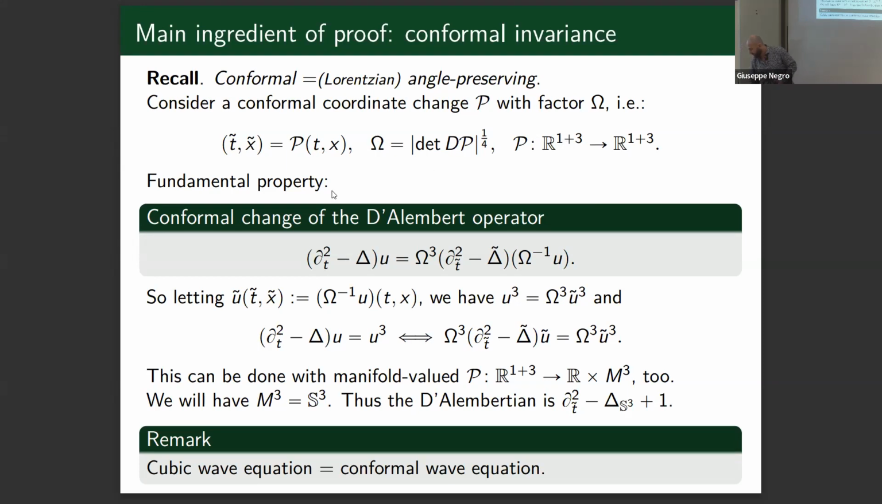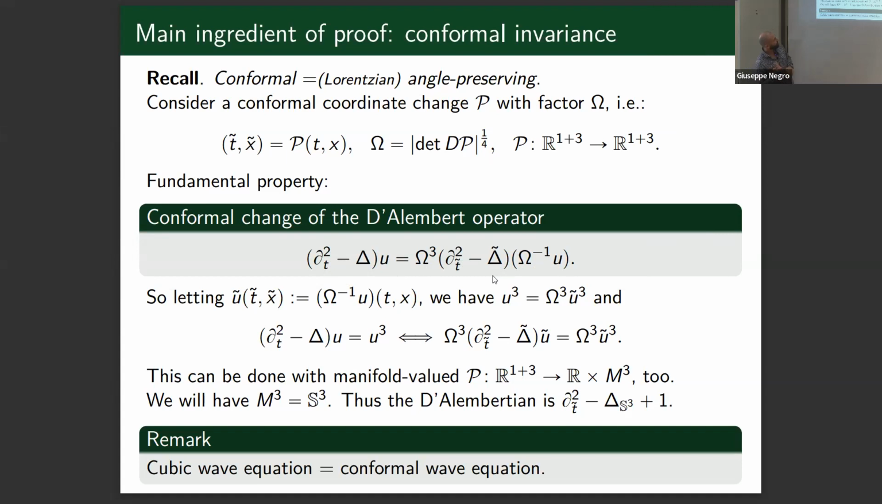And what is the fundamental property of conformal maps for PDEs? It is this one. Maybe you have seen this. If you're familiar with elliptic PDEs, you've seen the Kelvin transform, stuff like that. That's exactly the same. But there you have the Laplacian; here you have the D'Alembertian. But the algebra is the same. So if you change variables conformally, you have a very nice formula for the D'Alembertian.